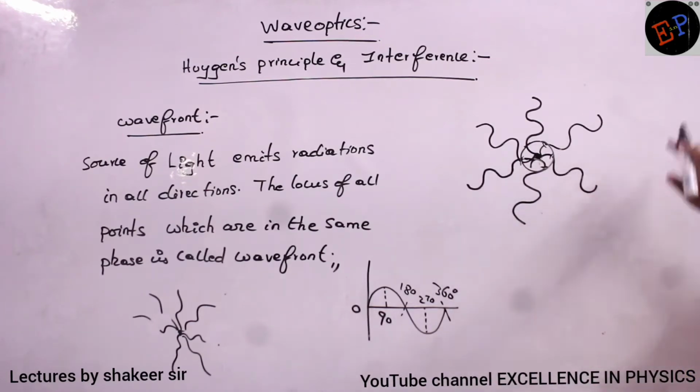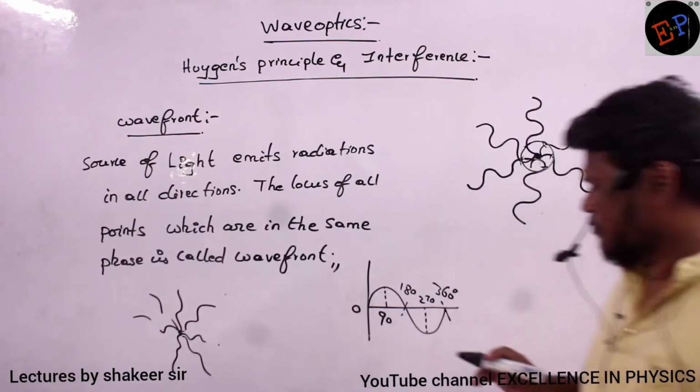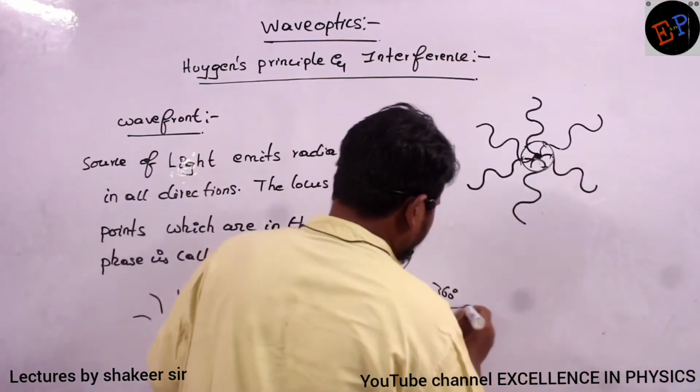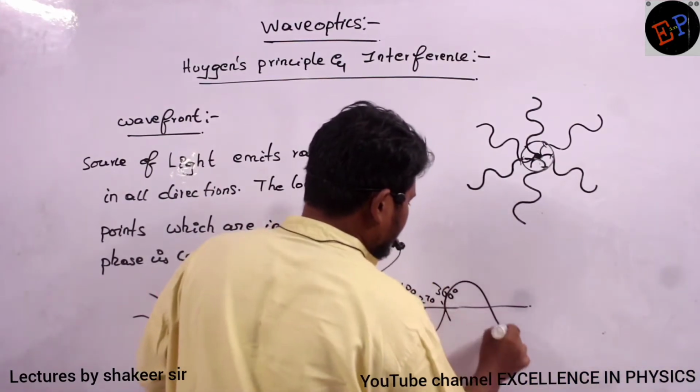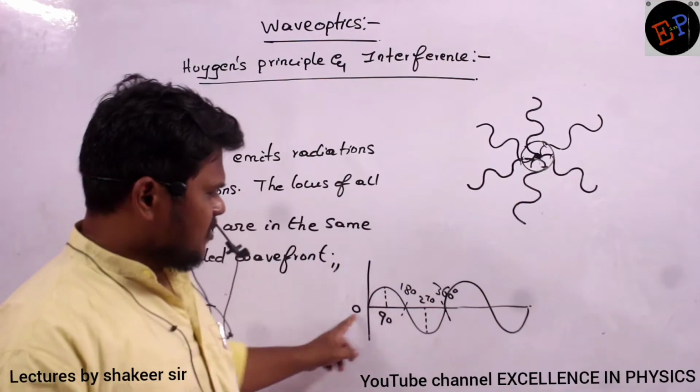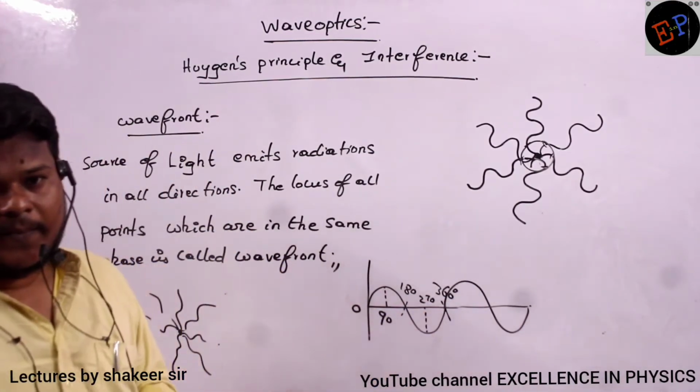Now how many waves have I drawn? Two waves I have drawn. Clear? Two waves. So after two waves, what is the total angle covered?